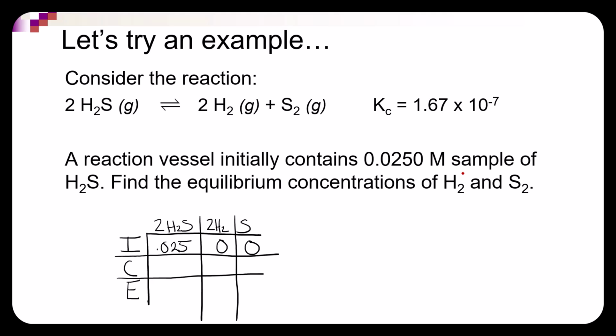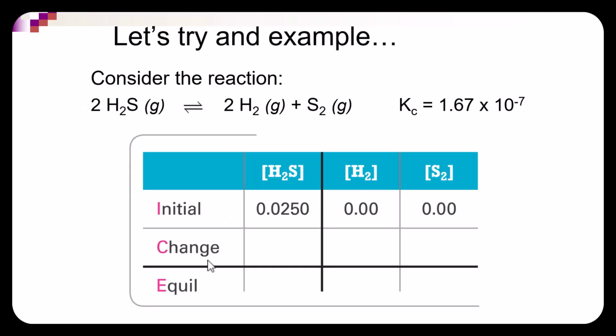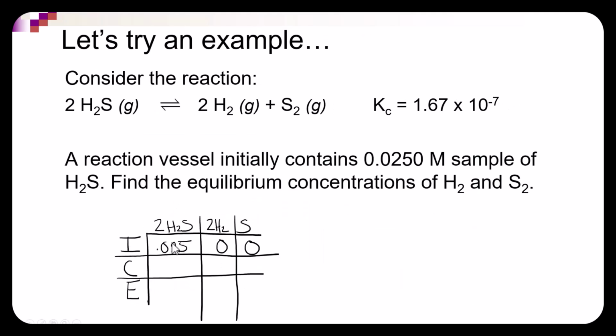Now I'm going to have to start filling it in with x's. So I know that my product is going to go up. Products are going to increase because that's the only way for them to go. Reactant is going to decrease. So if we're making products, the only way for the reactant is to go down.